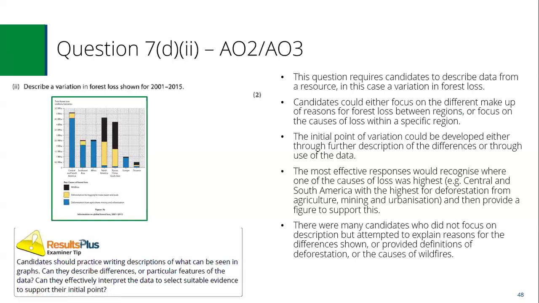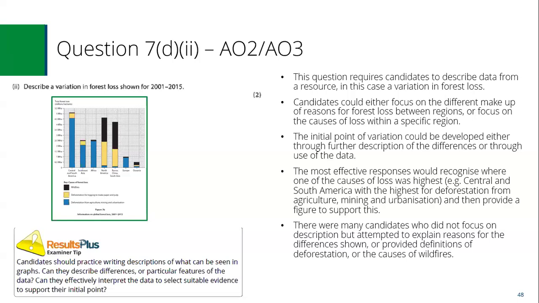In terms of variations in forest loss, candidates could either focus on the different makeup of reasons for forest loss, or focus on the causes of loss within a specific region, which would have been just as good. The initial point of variation could be developed either through further description of the difference or through the use of data. The most effective responses here would recognise where one of the causes of the loss was highest, for example Central and South America, with the highest deforestation from agriculture, mining and urbanisation, and then provide a figure to support it.